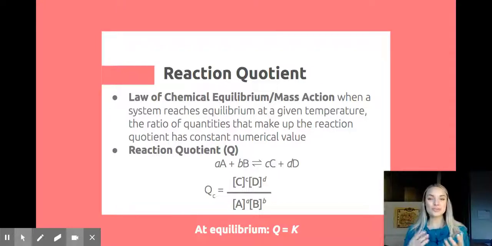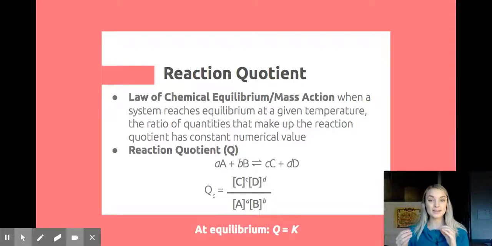In order to look at the ratio, we're going to start talking about our reaction quotient, or Q. So for the given reaction, aA plus bB yields cC plus dD, this can be a forward or reverse reaction. The reaction quotient is the concentration of our products to the power of their stoichiometric coefficients divided by the product of our reactants to their stoichiometric coefficient powers.